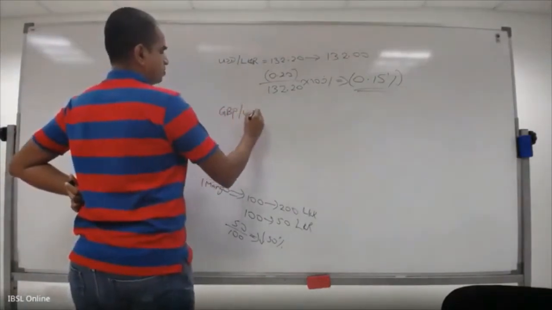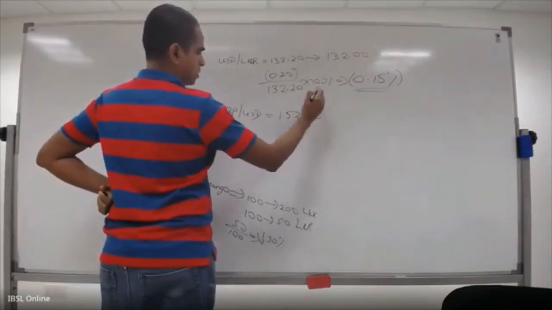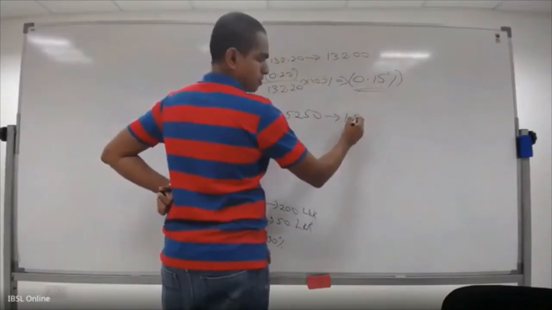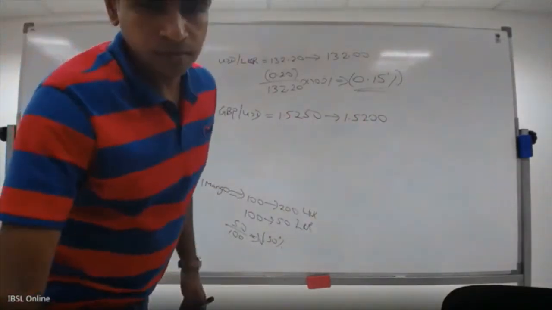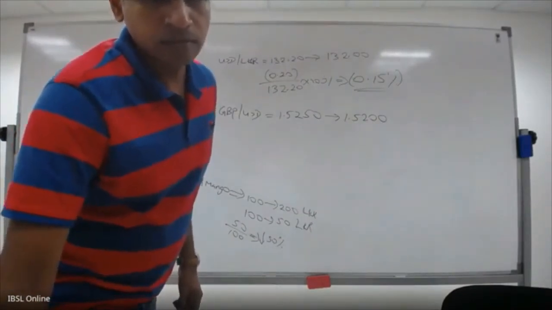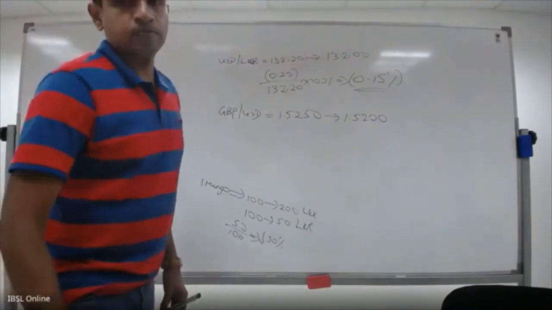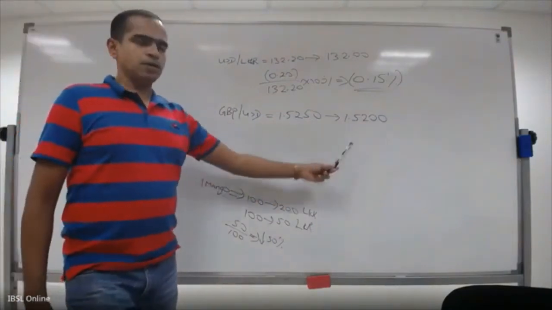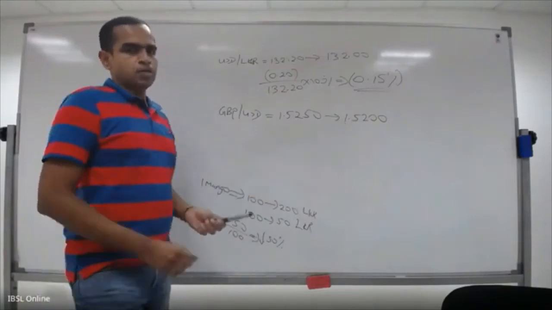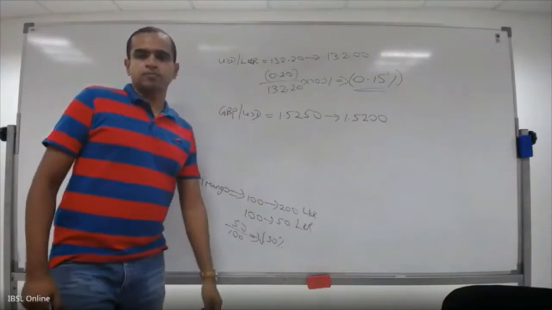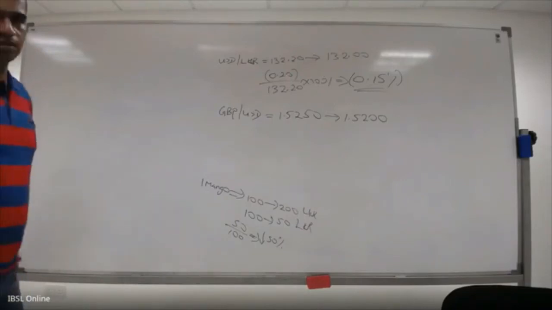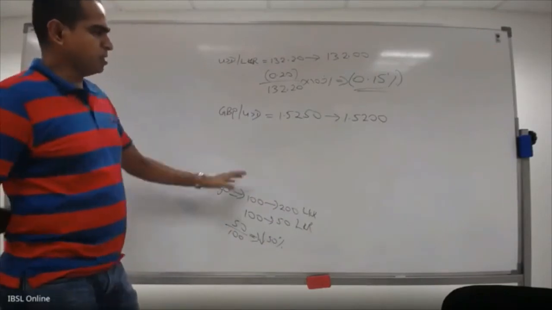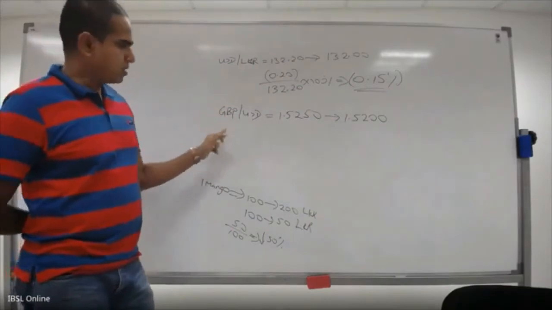Then the next question is sterling dollar goes from 152.50 down to 152. Then what happens? If the sterling goes from 152.50 to 152, that means the value has dropped. Which one is dropping in value? The sterling is dropping or the dollar is dropping? Yeah, the sterling is dropping, right? Because the price has dropped. That means the base currency has dropped. If the base currency has dropped, that means the dollar has strengthened.